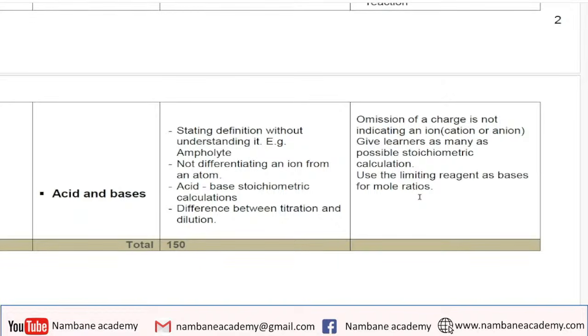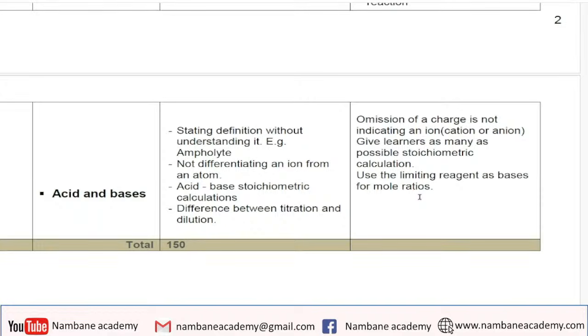Then from there, you must be able to give the conjugate acid-base pairs. When you have an acid, it will have a conjugate base, and the difference between the two must be one hydrogen, one proton. When you have a base, it will have a conjugate acid. The difference must be one hydrogen. Those things are very, very important. And also, you must know acid reactions. Where an acid reacts with a metal, it gives you salt and hydrogen. Acid reacts with metal oxide, it gives you salt and water.